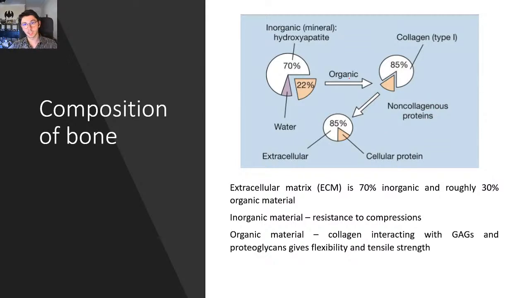Now, the reason you need flexibility in bones is because you want them to adapt to different stress. So let's say you're standing, you're running. You need the bones to be able to adapt to the changes of mechanical stress. If you don't have that, then the bones become weak and flimsy. So collagen type 1 is very important.